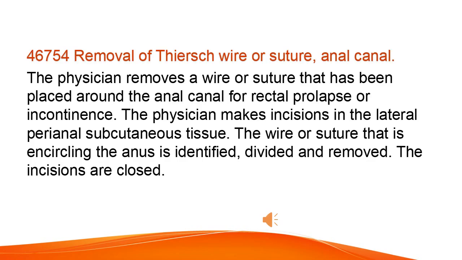Removal of Thiersch wire or suture, anal canal. The physician removes a wire or suture that has been placed around the anal canal for rectal prolapse or incontinence. The physician makes incisions in the lateral perianal subcutaneous tissue. The wire or suture that is encircling the anus is identified, divided, and removed. The incisions are closed.